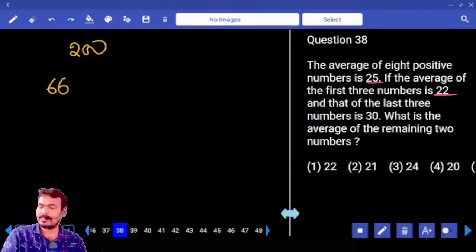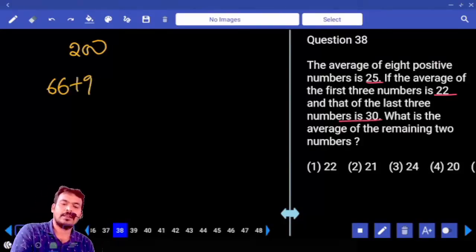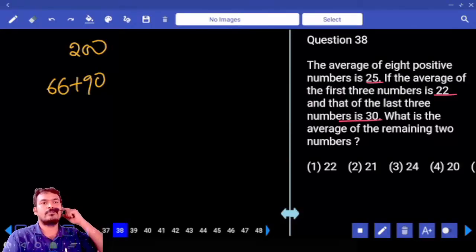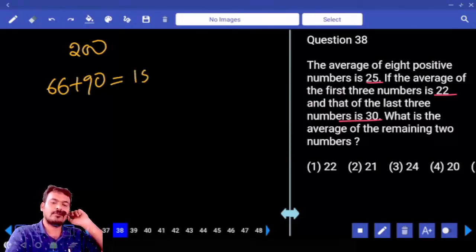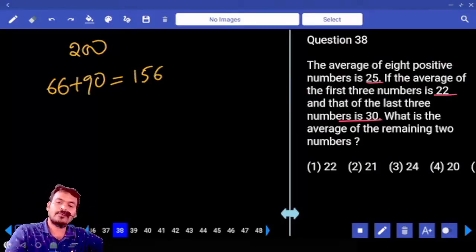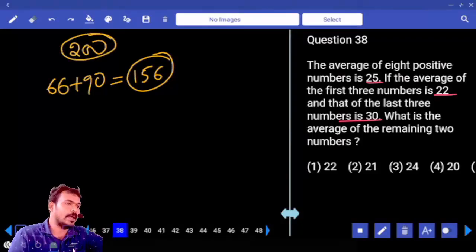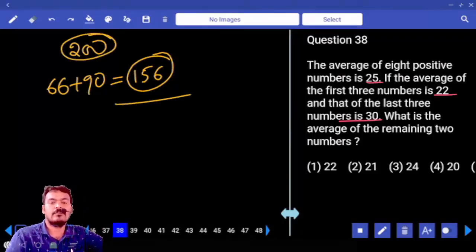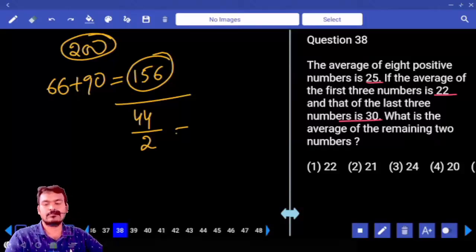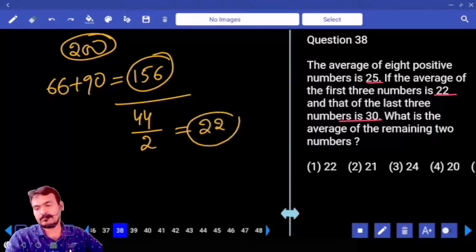66. Next, the last 3 numbers average 30, so the sum is 90. 200 is the sum of how many numbers? 8 numbers. 66 plus 90 is 156. 156 is the sum of how many numbers? 6 numbers. 200 is the sum of 8 numbers. What is the difference? 44. 44 is the sum of the remaining 2 numbers. But we require the average, so divide by 2. 44 by 2 is 22.